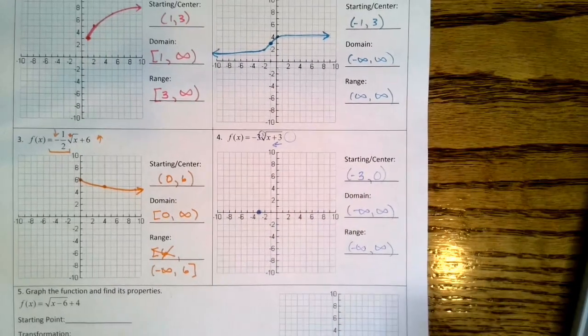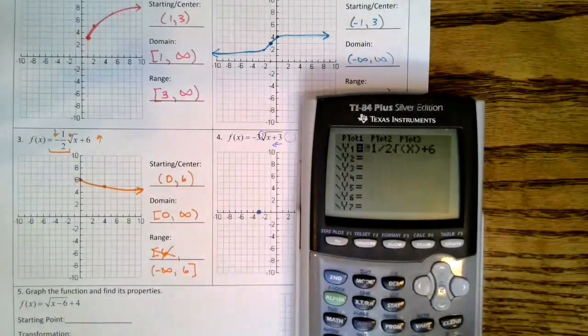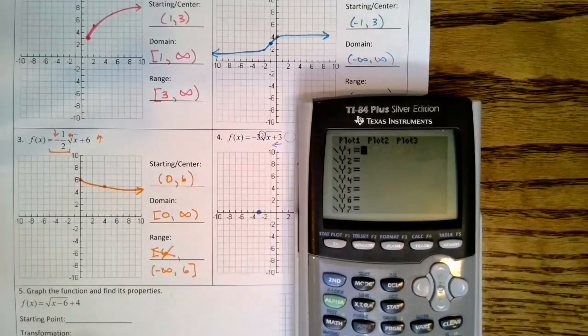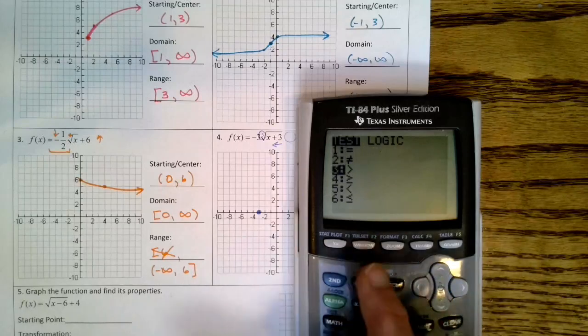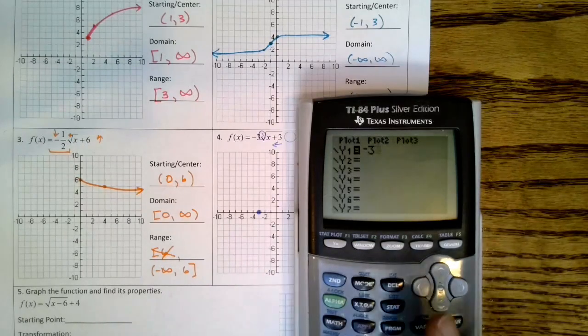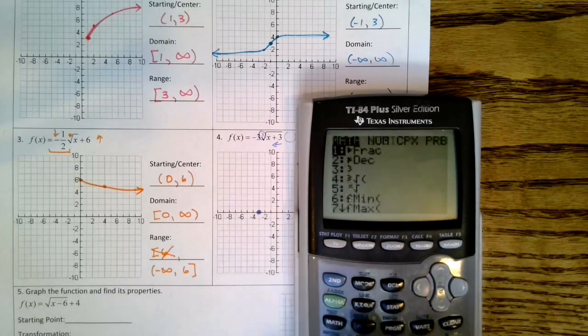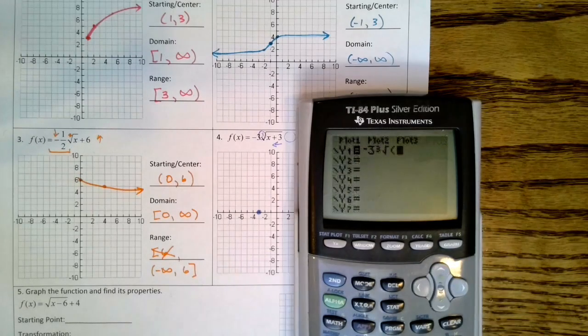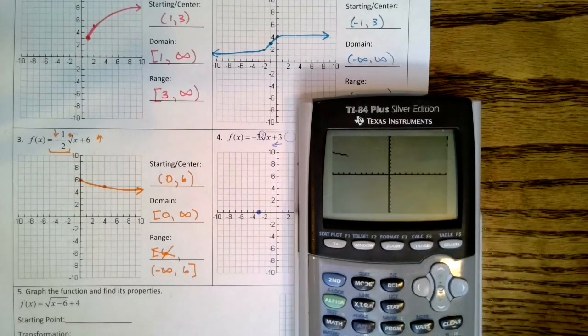This 3 is going to make my points 3 times bigger. So it'll be interesting to see when we go ahead and graph this one. So clear that out, negative 3 times the cube root of x plus 3, close parens. So we'll take a look at the graph.